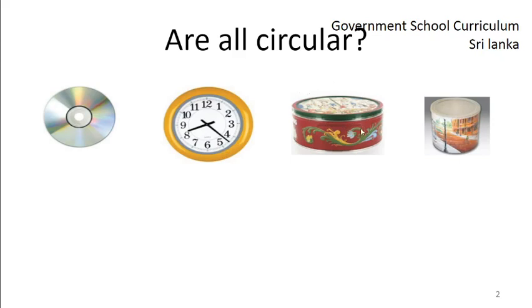Yes. If we think of this as a drum, look at the top and look at the bottom. Both have a circular shape. And look at the last one. It is a tin. Look at the lid of the tin and the bottom of the tin. Both are circular. So we can tell that all these shapes are circular.